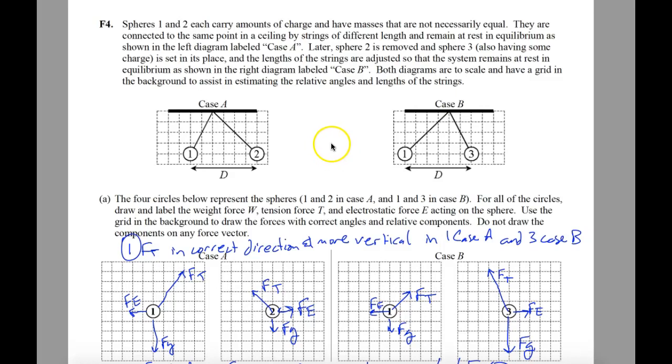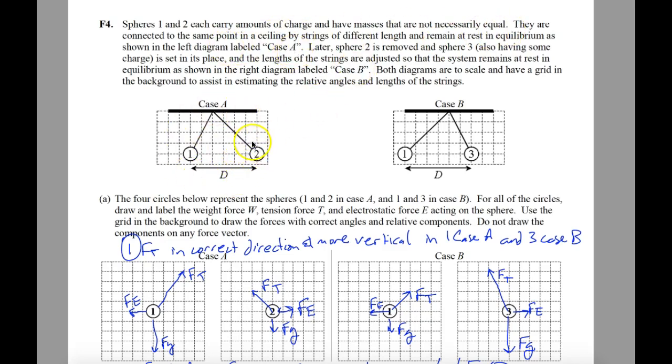Hey, this is Horner, and we are looking at gravity and Coulomb's law. Free response question number 4. You have two spheres, 1 and 2, and they carry amounts of charge and have masses that are not necessarily equal. And we can see they're not equal because they have a separation distance. They're connected to the same point in the ceiling by strings of different length and remain at rest in equilibrium as shown in case A.